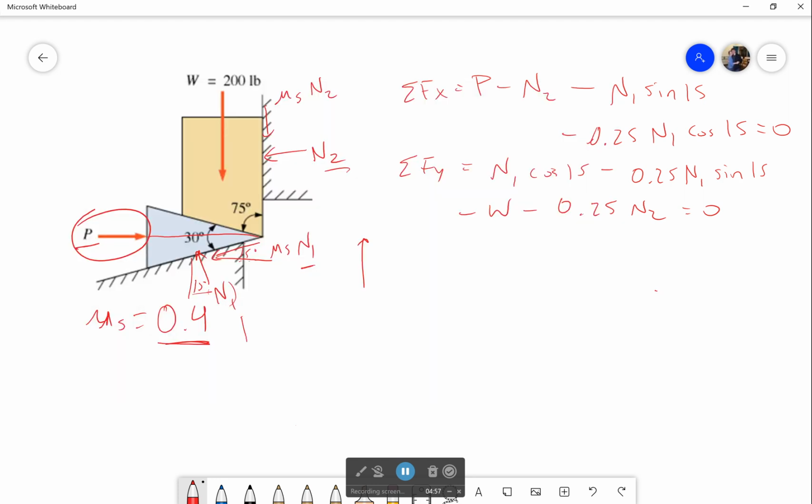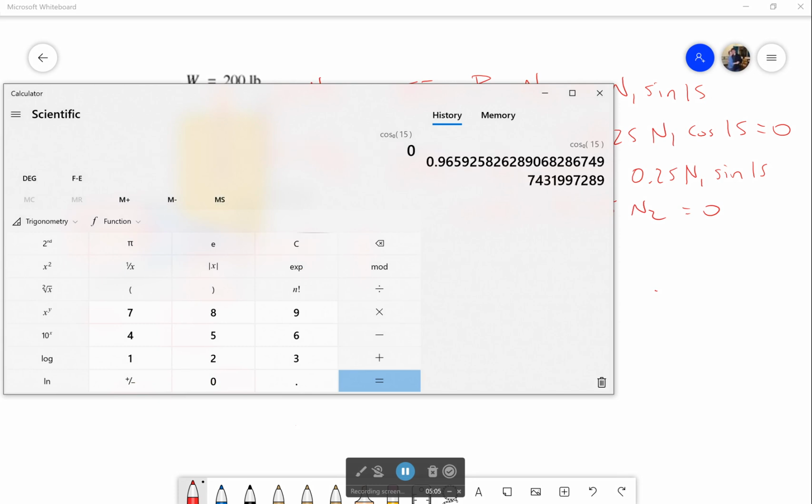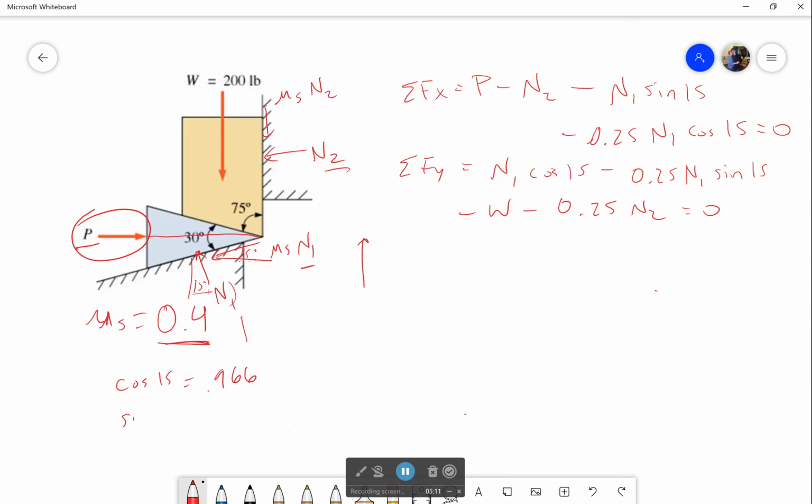Okay. So I'll go ahead and write these down over here. And let's do sine of 15 now. So we get 0.259.